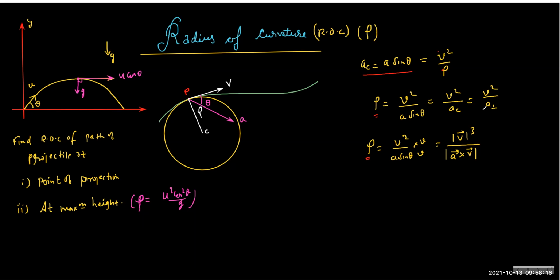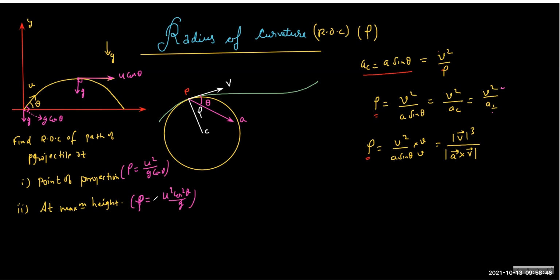So what is the formula? The ROC is v square by a perpendicular. That's it. At the point of projection, g is this way, so g is not at right angle. We need to find the g at right angle to the velocity. This is g cos theta.